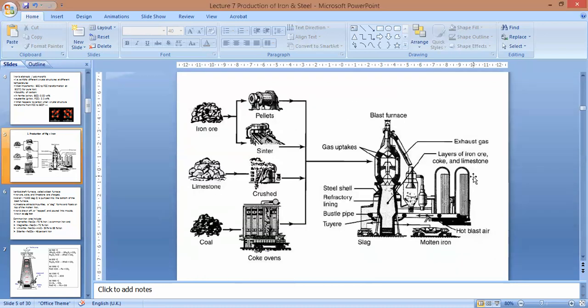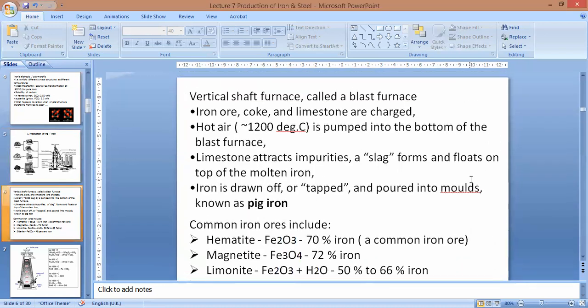So coming to temperatures, I think the next slide will have them. I think we should have the temperatures exactly. Yeah, so the vertical shaft furnace is called a blast furnace. It's a vertical shaft furnace, as you saw in the diagram. So you have your iron ore, you have your coke, and limestone. They are charged. So coke coming from the coal there, iron ore from your iron ore, and limestone also mixed in as the third raw material.